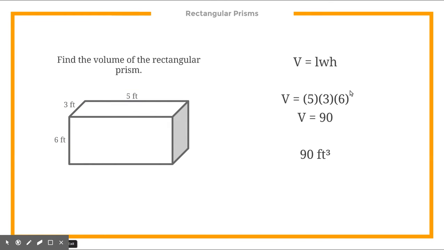And remember, this is going to be cubed now rather than squared because we're talking about 3 dimensions. When we are talking about area, that's just 2 dimensions, length and width, which is why it's to the second power or squared. But now we're talking about 3, length, width, and height, which is why it's cubed.